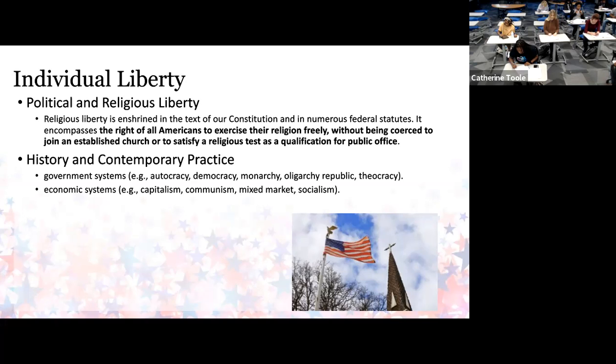You also want to talk about economic systems, going back to this political and religious liberty. Which economic systems give the people most liberty? Capitalism, communism, mixed market, socialism. These are big ideas that we do not have time to cover today. But you want to think about what kind of individual liberty is there in a socialist government versus a capitalist government, etc.